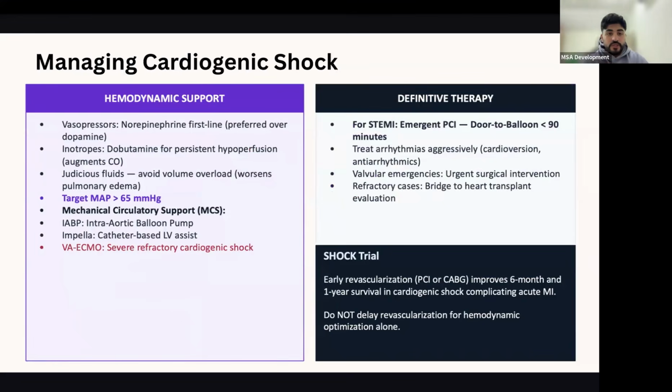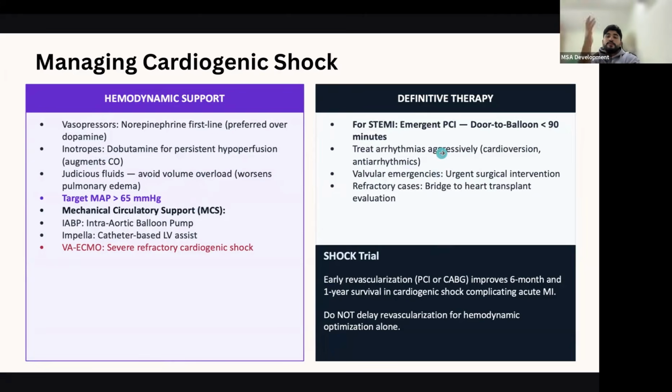But how do we manage? Norepinephrine is going to be your first line. You need to give them a vasopressor. That's number 1. Then, because the heart is failing to pump, we need to give it something to wake up. So we give it inotropes, and my favorite, and the one that you should be giving, is dobutamine. Works like magic. Then we need to be very careful with the fluid again. We do not want to worsen their pulmonary edema. And then we need to bring their mean arterial pressure up to 65. So this is how we hemodynamically and initially manage the patient.